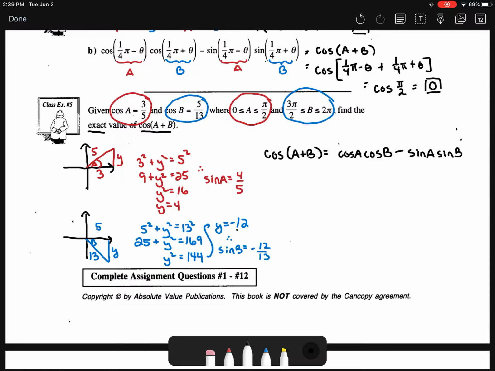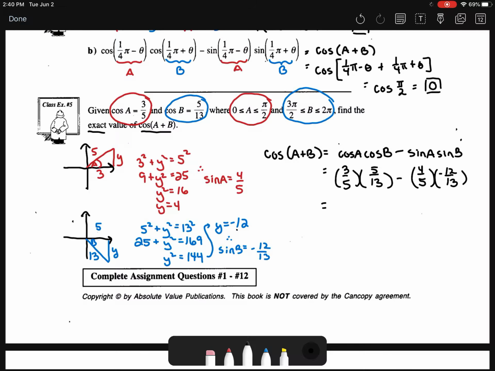So now I have all the values I need for cos of A plus B. So cos of A, this was given to me in the question, 3 over 5. Cos of B, also given to me in the question, that's 5 over 13. Minus sine of A, I just figured that out, that's 4 over 5. And sine of B, I also just figured that out. That's negative 12 over 13. So what I need to do is multiply these together and subtract them.